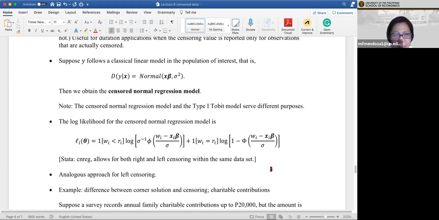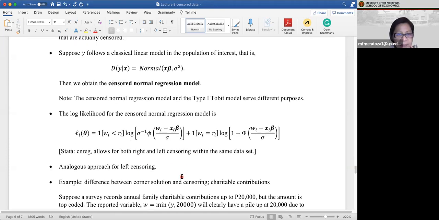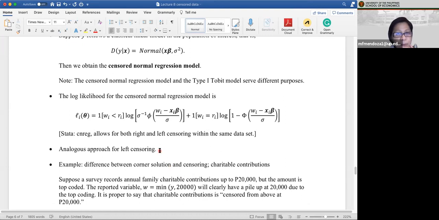The econometric software do the censored normal regression estimation. For Stata, you have the command cnreg, and it allows for both right and left censoring within the same data set. The approach for left censoring would just be analogous; it's just the inequality signs that would change.